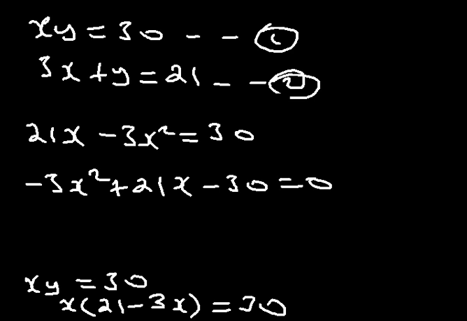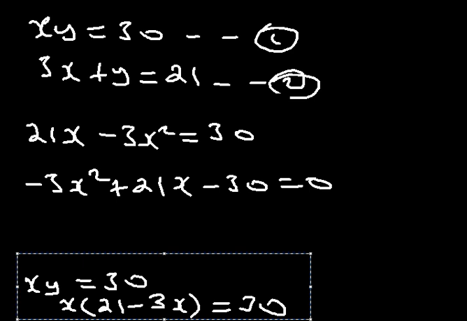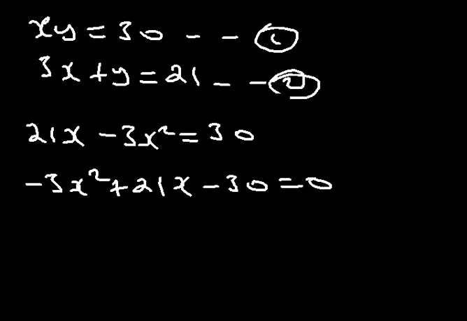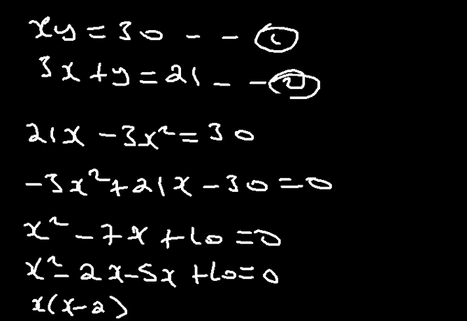Of course, we may think of eliminating the negative in front of 3x squared, or else dividing everything by negative 3, because we have negative 3 here and also negative 3 here. So we'll have x squared minus 7x plus 10 equal to 0. In this case we use the factor method. So we have x squared minus 2x minus 5x plus 10 equal to 0. That will be given as (x - 2)(x - 5) equal to 0.